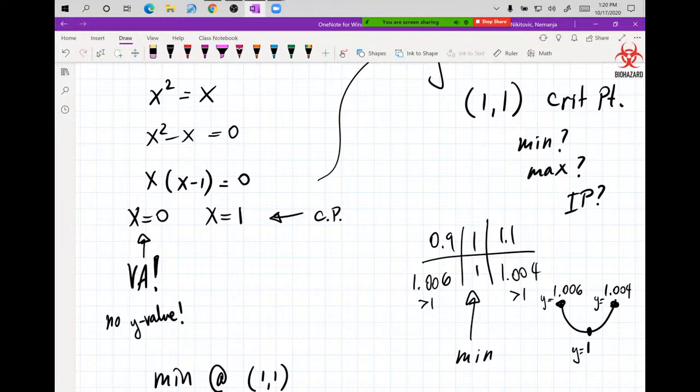That's it. We lived through the first section of chapter 4. Next week we are going into 4.2 now.